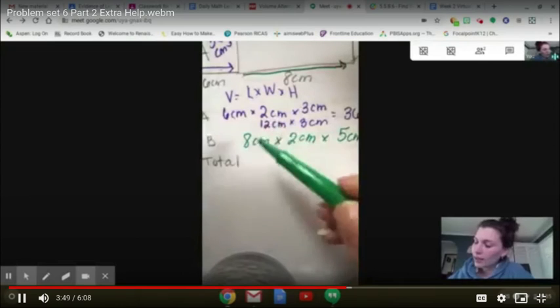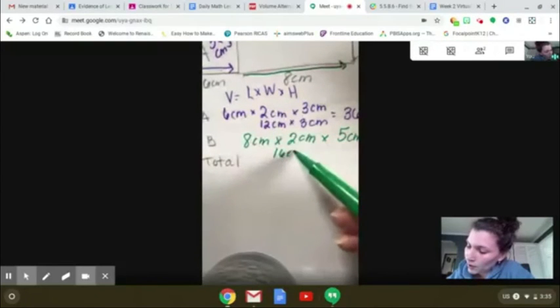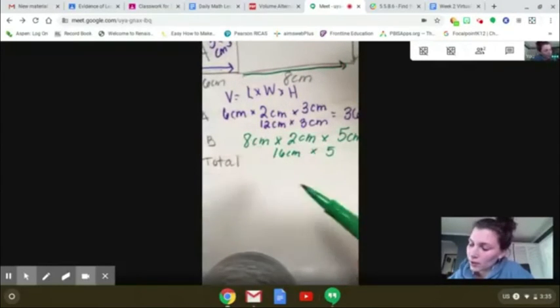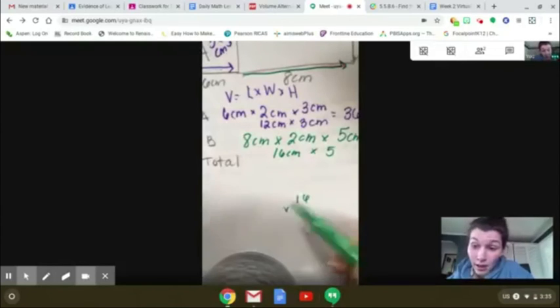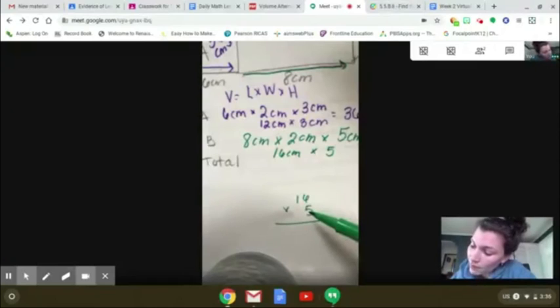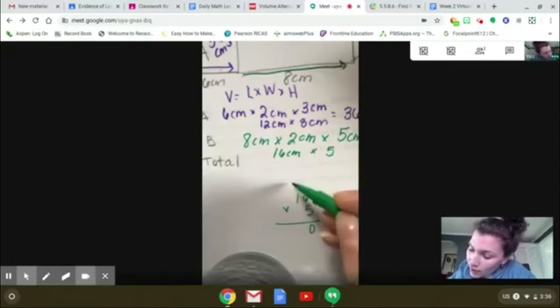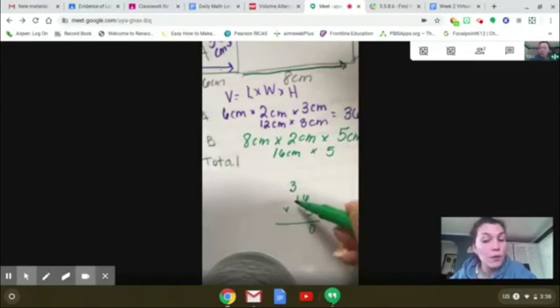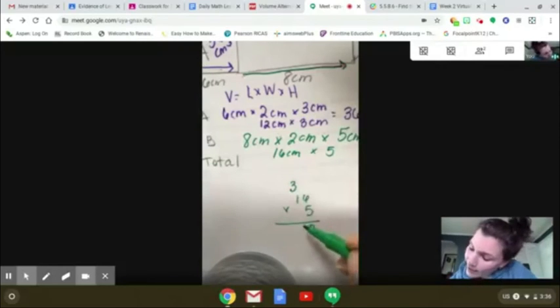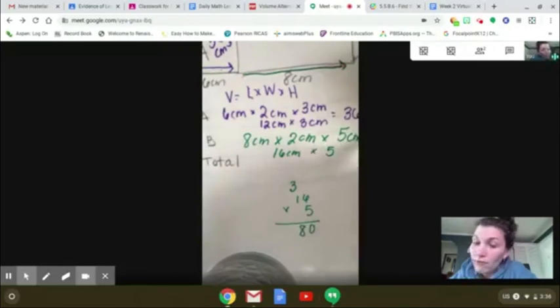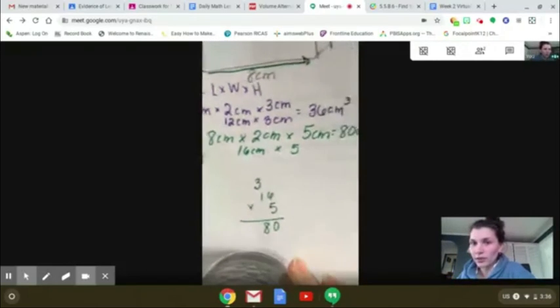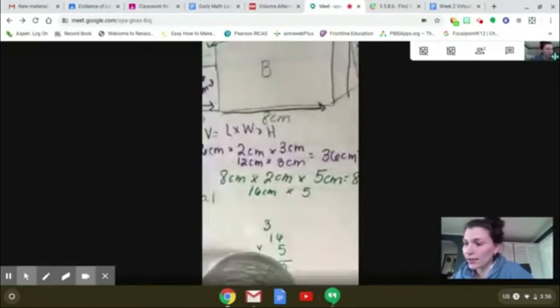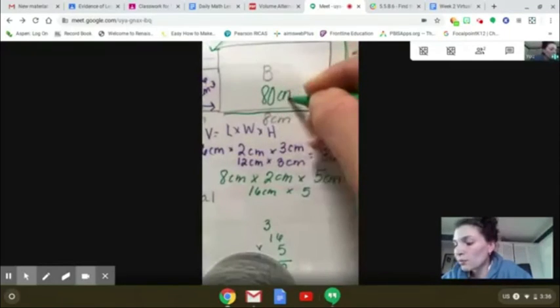And I get 16 centimeters times 5, and I'm just going to do this down here because I'm not a calculator inside my brain. I have to do it out. So 16 times 5: 6 times 5 is 30, carry the 3, 5 times 1 is 5, plus 3 is 8, that's 80. So the volume of prism B is 80 centimeters cubed. I'm just going to write that in here so we all remember.